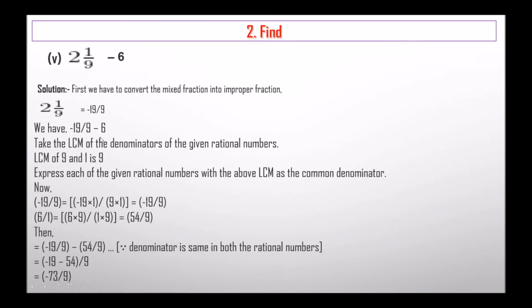We will take the LCM of 9 and 1, that is 9. Now we will express in the LCM. So 19 upon 9 and 6 becomes 54 upon 9. So 19 upon 9 minus 54 upon 9. So minus 19 minus 54 upon 9. That is minus 73 upon 9.